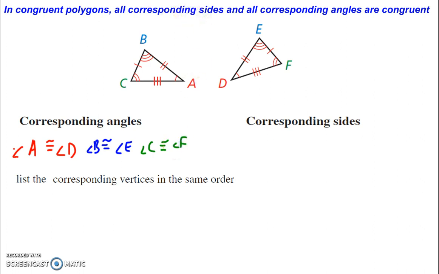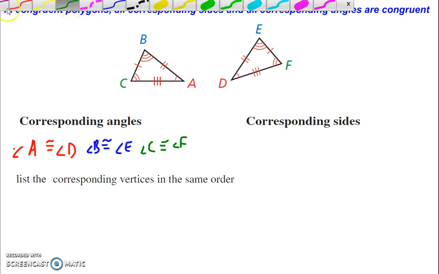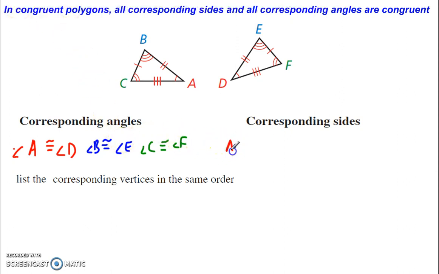Corresponding sides. AC corresponds to and is congruent to DF. And then we have AB, which is congruent to and corresponding side to DE. And then finally EF.